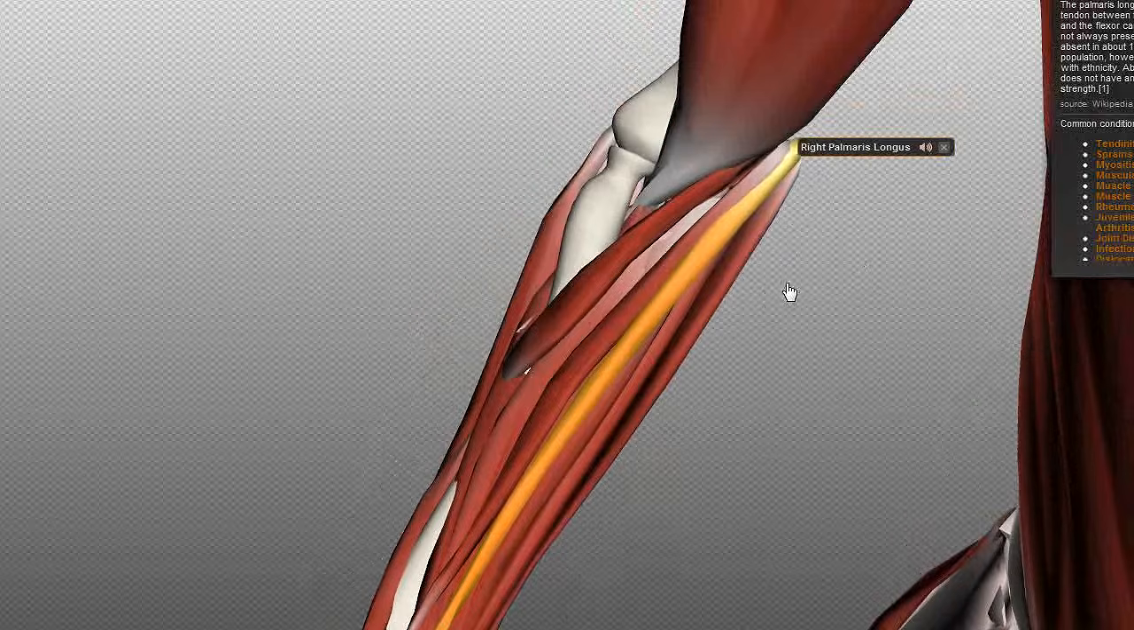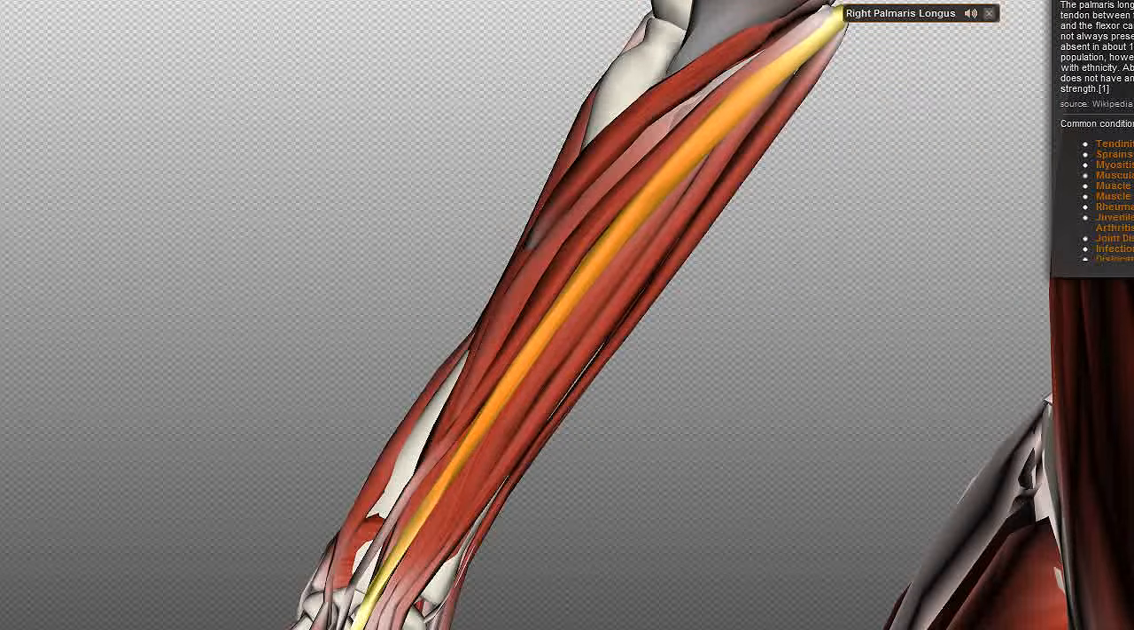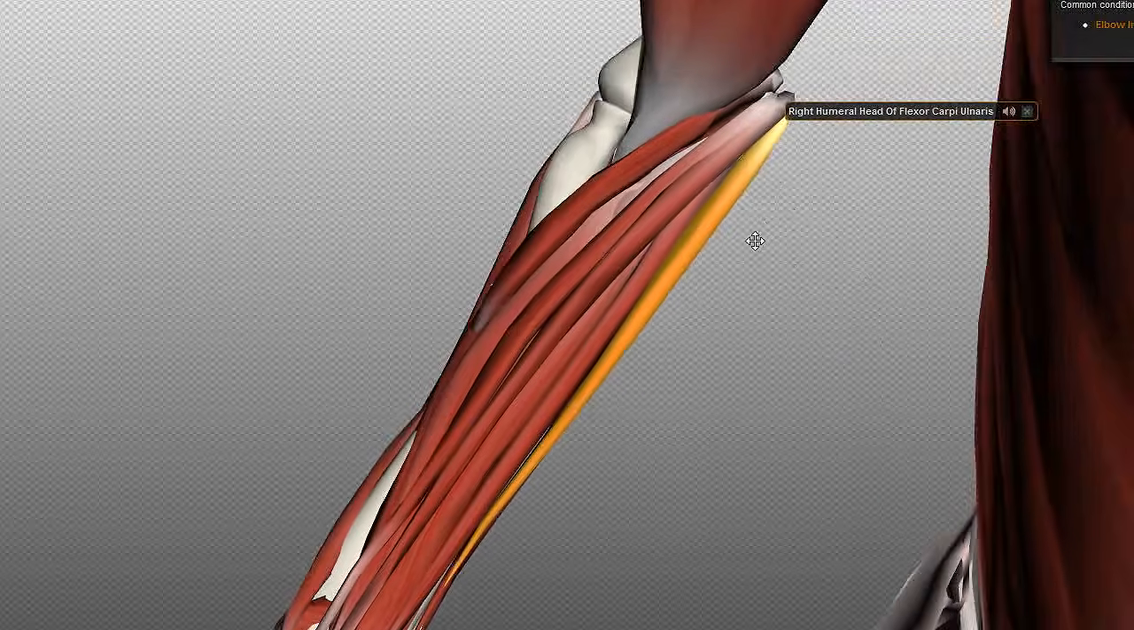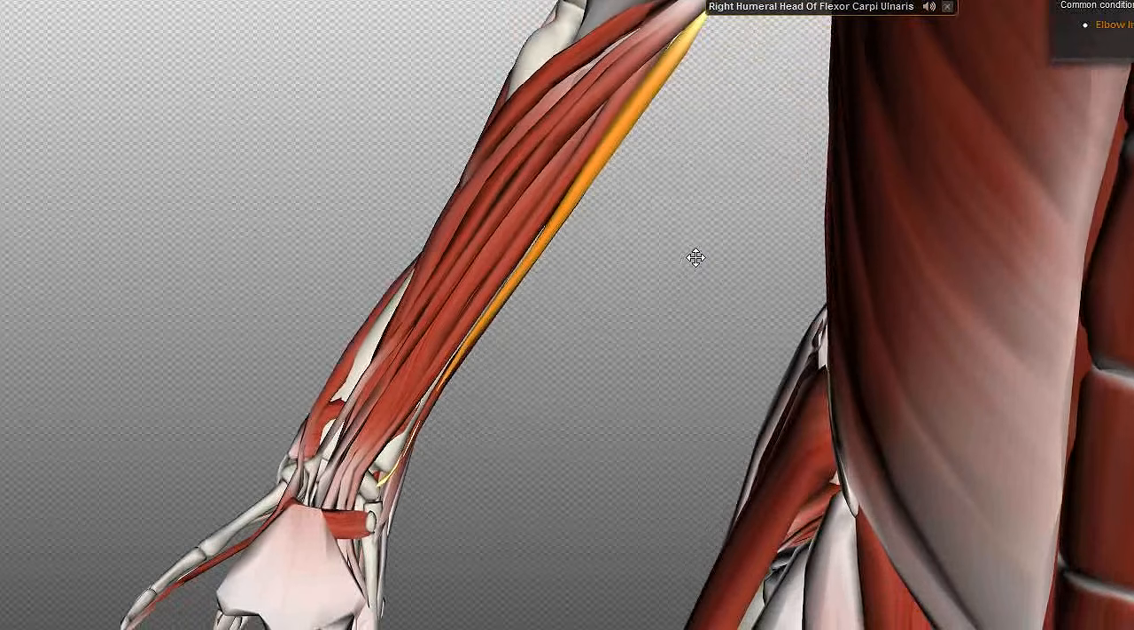Medial to the palmaris longus you've got this muscle called the flexor carpi ulnaris. It's useful to try and think of what the words actually mean. Flexor obviously means it causes a flexing action at the wrist. Carpi is Latin, carpus means wrist, and ulnaris refers to the ulnar side. So it flexes the wrist at the ulnar side.